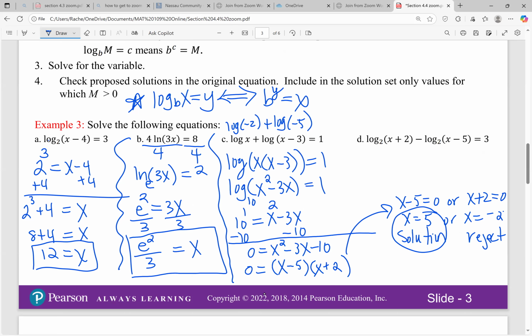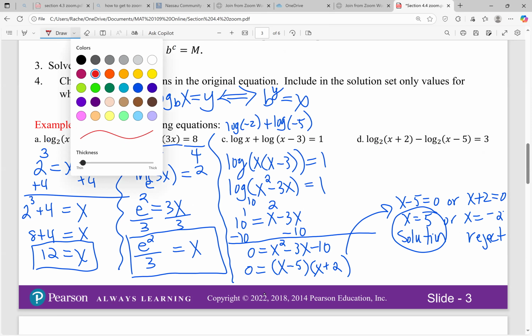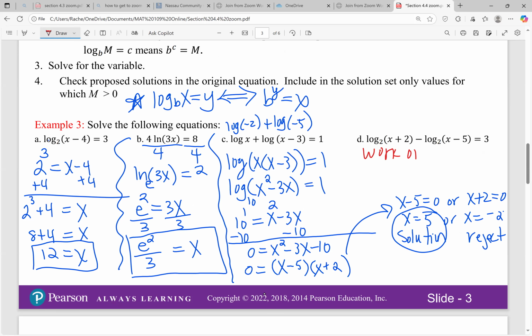And let's do one more. We'll do it on the whiteboard. All right, so for this one, we have log base 2 of x plus 2 minus log base 2 of x minus 5, and that should give us 3. All right, so let's go over to the whiteboard.